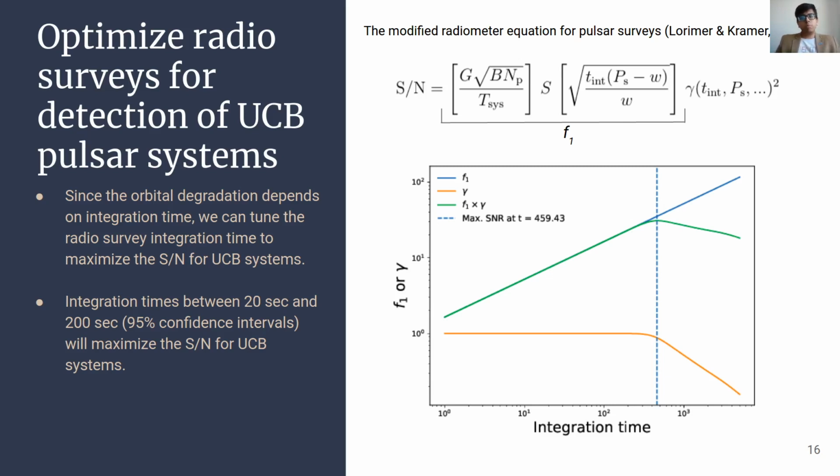However, since each unique BNS system will have its own slightly unique peak in this signal to noise function, instead of just deriving one number, we need to derive a range of numbers which give the maximum signal to noise ratio for a particular type of BNS system. Once we do this calculation for ultra-compact binary pulsar systems in particular, we see that integration times between 20 seconds and 200 seconds will maximize the signal to noise ratio for detection of these UCB pulsar systems.